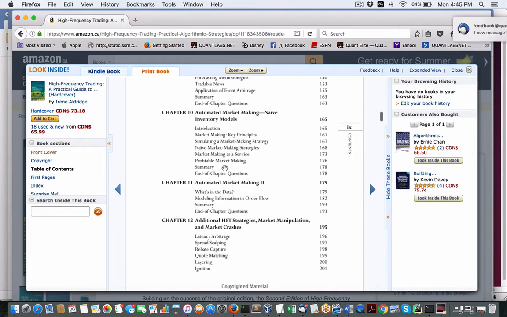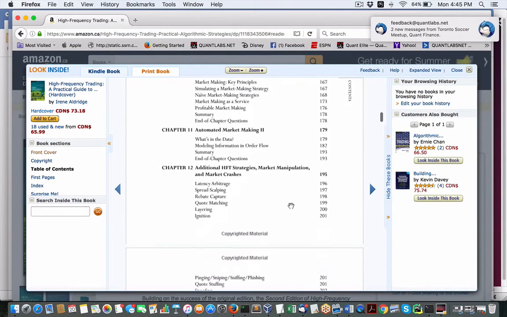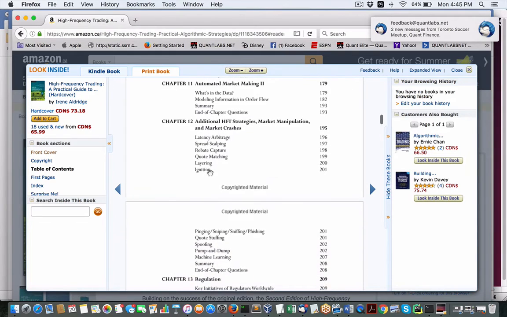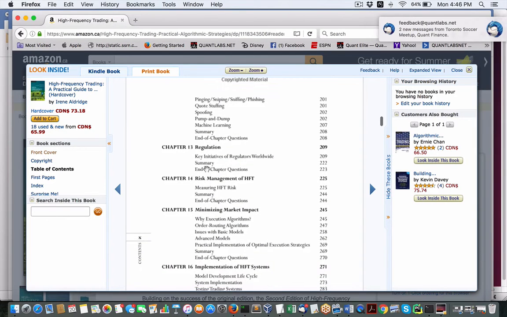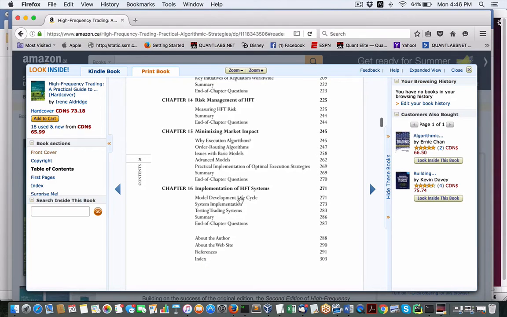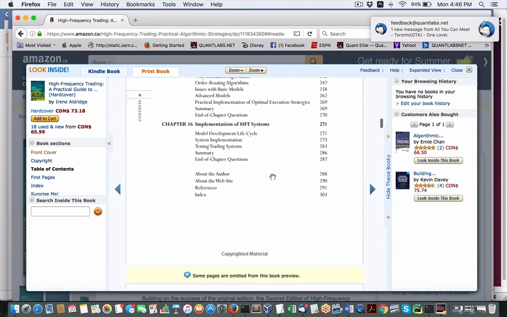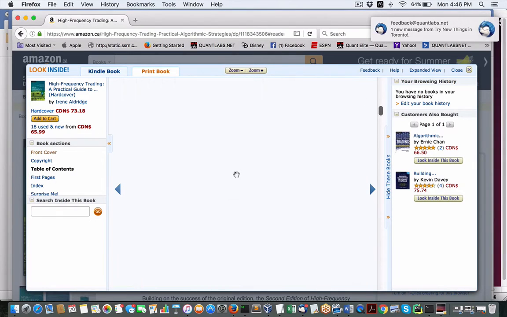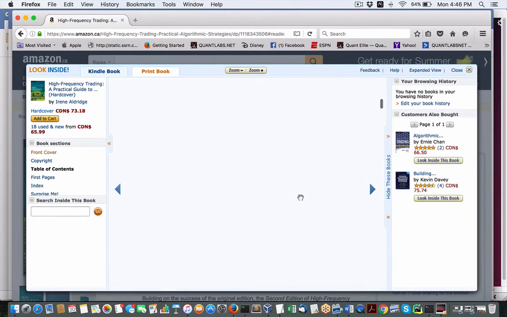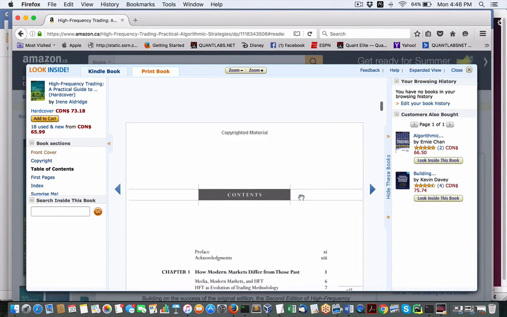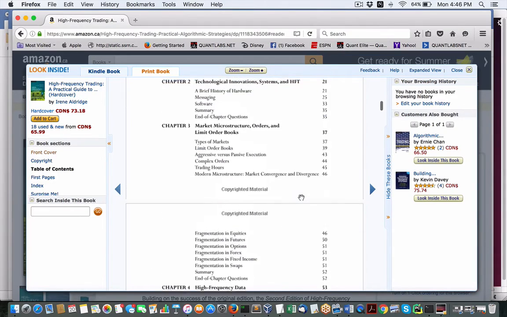where HFT is really primarily used, as market making. Additional strategies on top of regulation, risk management, minimizing impact of market, and implementing your system. So this book may be helpful from a very high level, and that might be useful. I plan to use this once I've finished up those three strategies I've talked about.